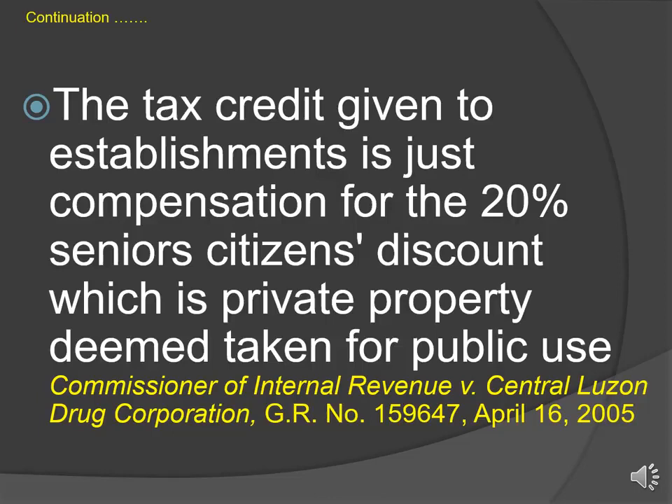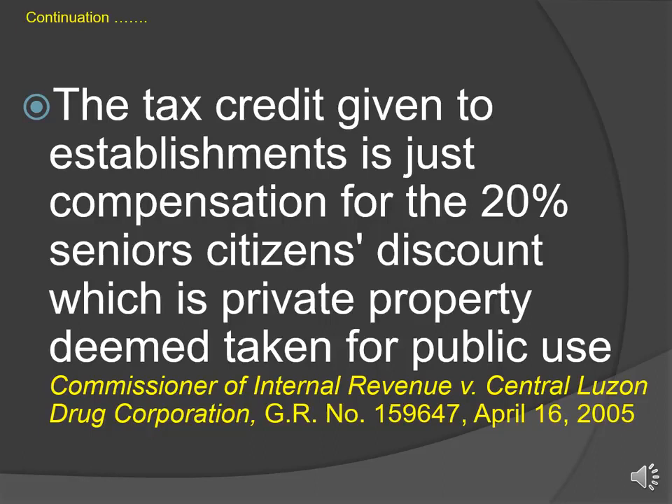The story is that there was a law that was passed requiring all establishments to give a 20% discount to senior citizens. And at the time, the 20% senior citizen discount was allowed as a tax credit from the income taxes due from the establishments that gave the 20%. Question: what is meant by tax credit, and how is it distinguished from tax deduction, and which is better between the two insofar as the taxpayer is concerned?